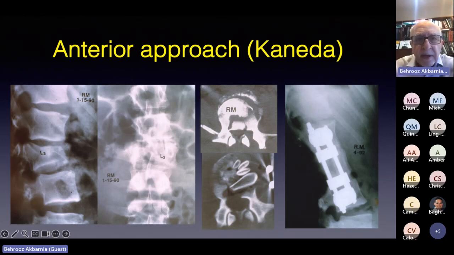you can see that the canal has been decompressed, and I usually use the iliac graft, and I used a lot of allograft, which gave very good fusion at that time in the series that we presented, in a matter of a year afterwards. You can see the test.